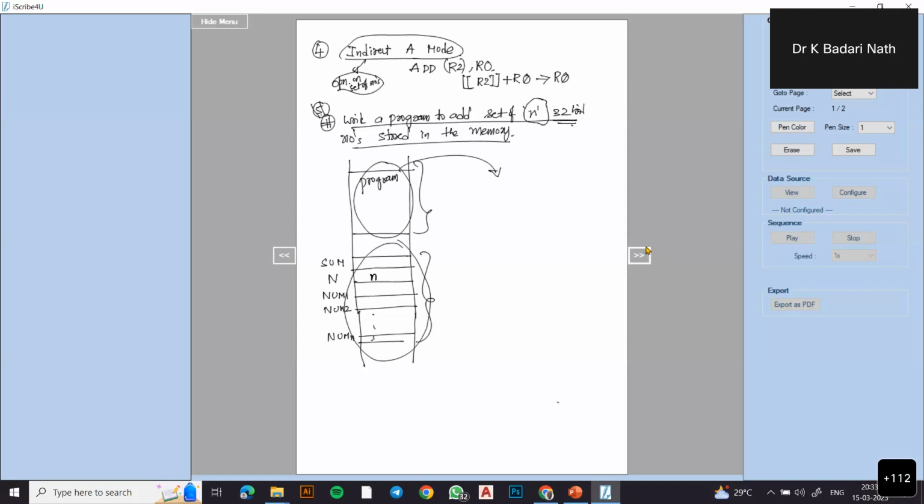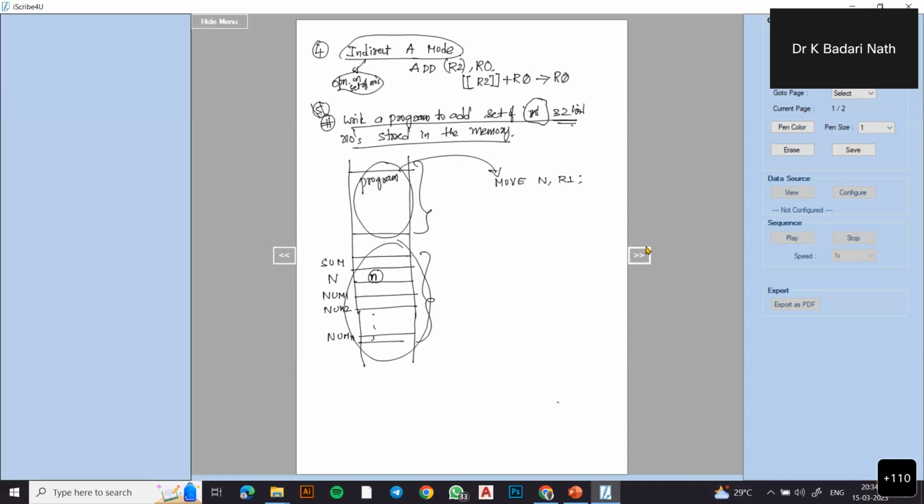What is the first thing I am supposed to do? I should take one number, that is, take n into one register, so that I will know how many times I have to repeat the same addition operation. So I will use the move instruction: move n, R1.